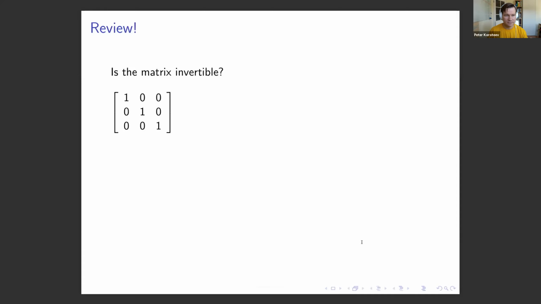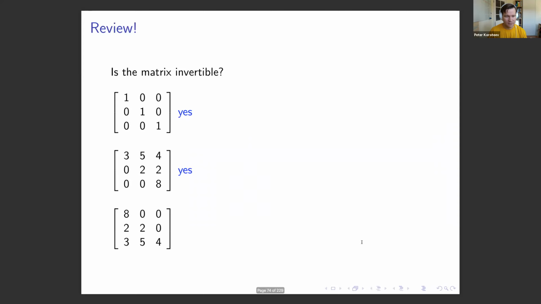Some more examples. The 3 by 3 identity matrix is invertible. This matrix here, which is drawn in echelon form, is also invertible, where there are 3 pivot columns. This lower triangular matrix is also invertible. Again, you can reshuffle those rows, and then it will look like an echelon form.